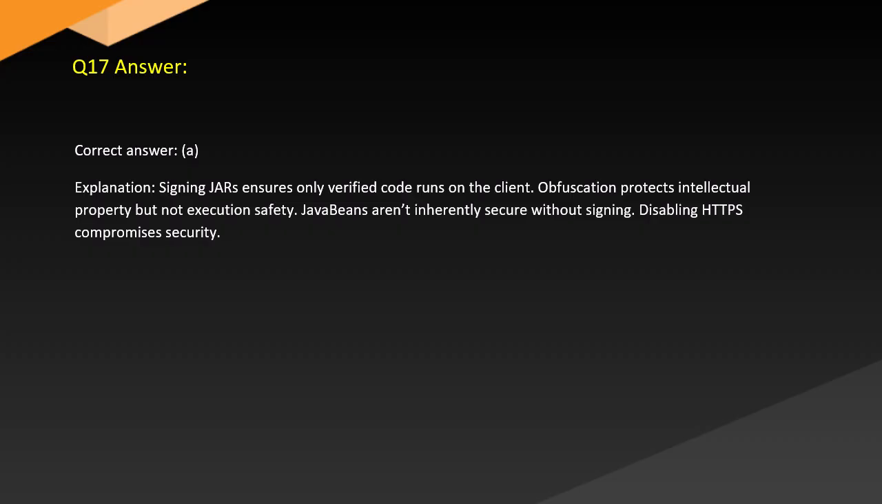Answer. Correct answer: A. Explanation. Signing JARs ensures only verified code runs on the client. Obfuscation protects intellectual property but not execution safety. Java beans aren't inherently secure without signing. Disabling SSL compromises security.